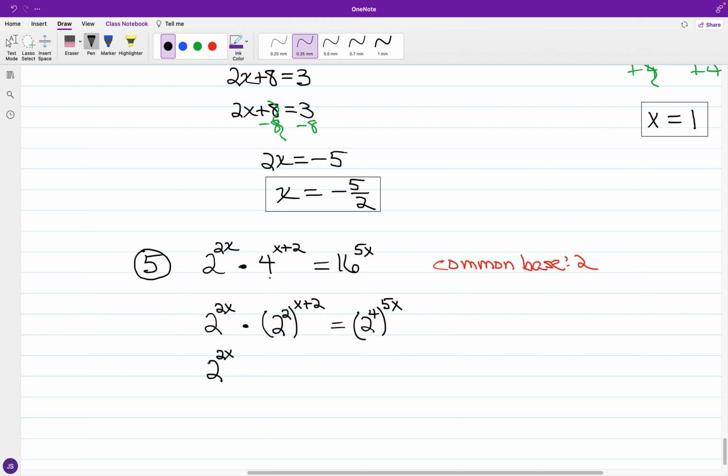And from what I have to spin off from 4 and 16, I'm going to apply the power property of exponents. So for 2 squared raised to the x plus 2, I'm going to have 2 raised to the 2 times all of x plus 2 is equal to 2 raised to the 4 times 5x.